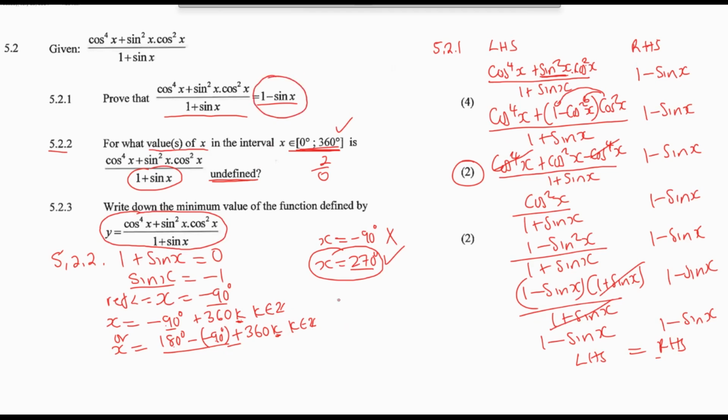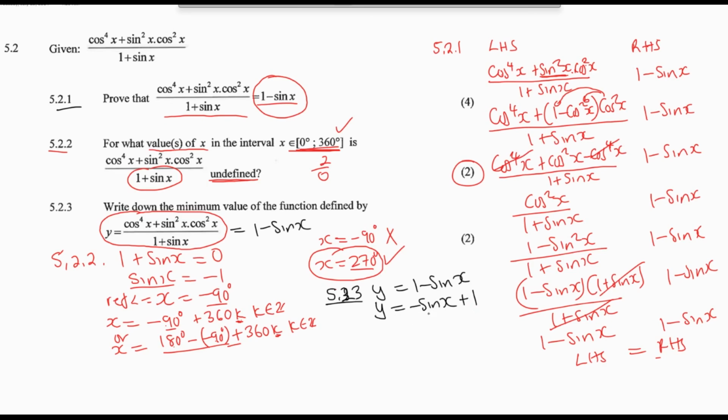Okay, let me just try to write it here. This whole expression is just same as 1 minus sine x, because we just proved that in question 521. So y is equal to 1 minus sine x, right, which is just same as y is equal to negative sine x plus 1. Right, now this is very easy.